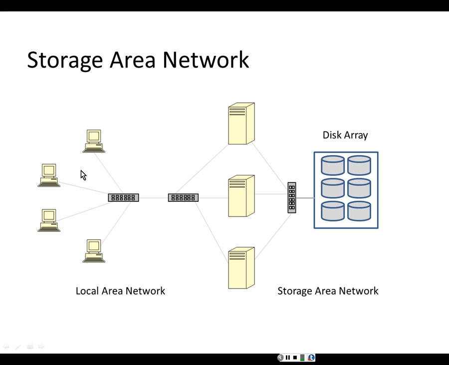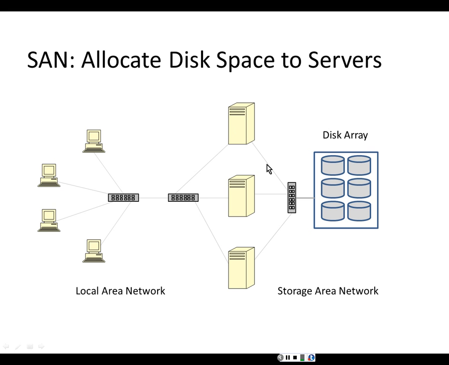Users sit at workstations on the local area network that connect to the switch, that connect to the servers. But the disk array is part of the storage area network, and that's all stored in the server room. With a storage area network, we could allocate 3 disks to the first server, 1 disk to the second server, and if we needed to, just half a disk to another server.